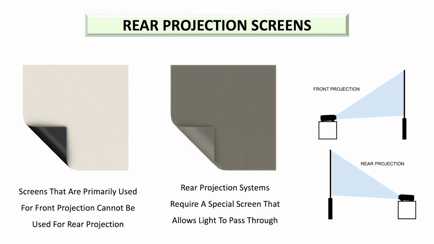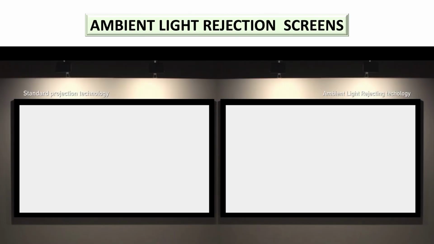So if you are going to consider rear projection, you ensure that you get the right kind of screen. So please talk to your local experts, your distributors about this. And of course, there are different grades of screen material. Now, this very interesting thing called the ambient light rejection screens.